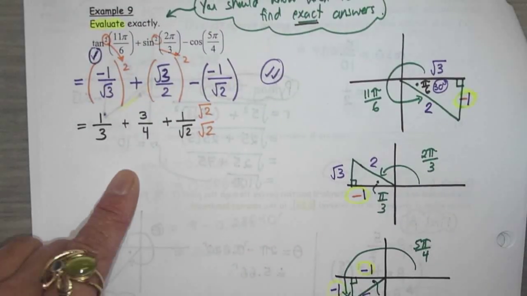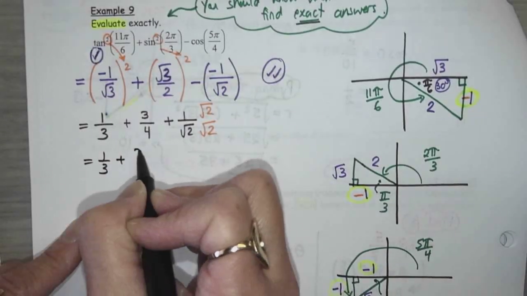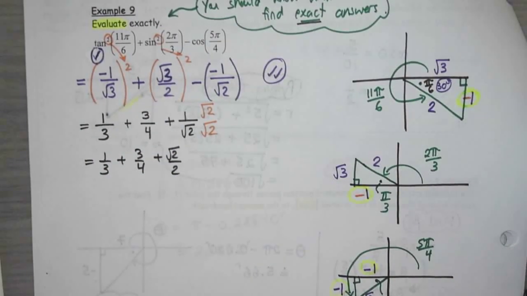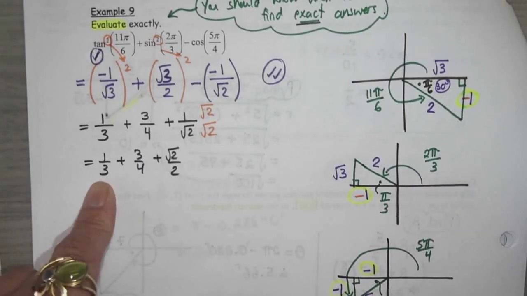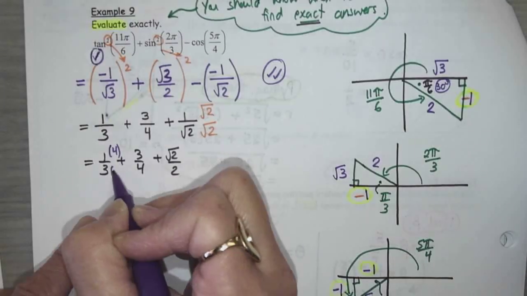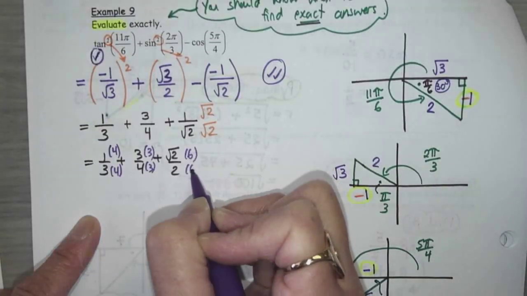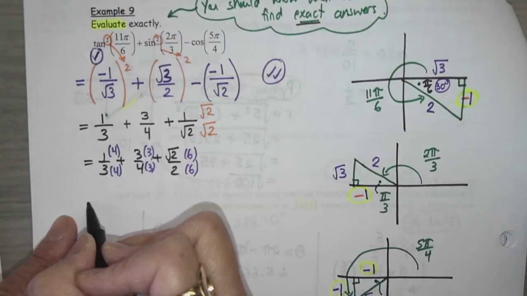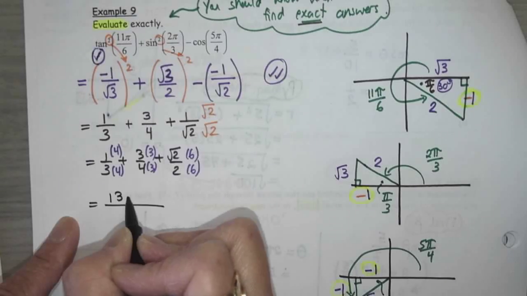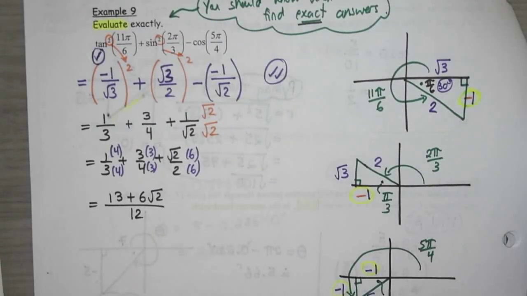Okay, and keep going. You can add these or you can wait. It's up to you how you do the fraction. And this will be root 2 over 2. Lowest common denominator would be 12, so 4. And this would be 4 plus 9, so 13, plus 6 root 2 all over 12, and leave that. That's beautiful.